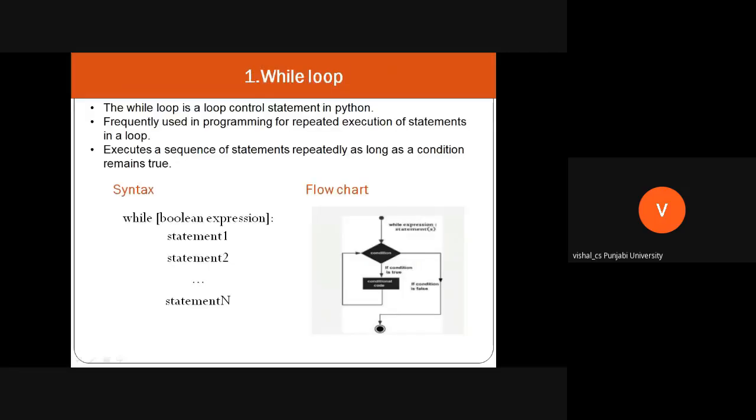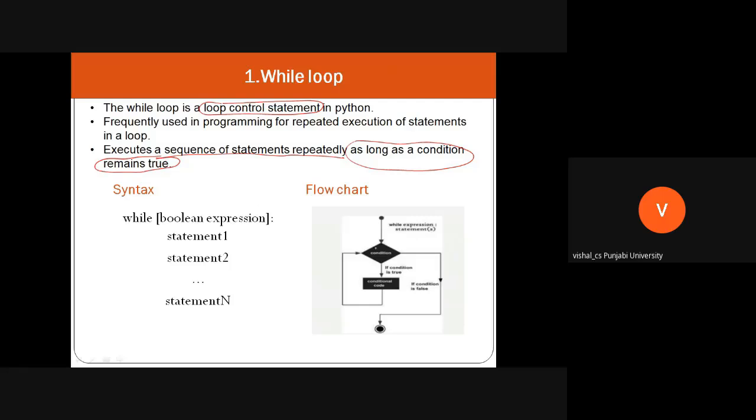So let's look at this while loop. The while loop is a loop control statement in Python. It is frequently used in programming for repeated execution of statements in a loop. It executes a sequence of statements repeatedly as long as, and this is the important part, as long as a condition remains true. When the condition is false, it will come out.